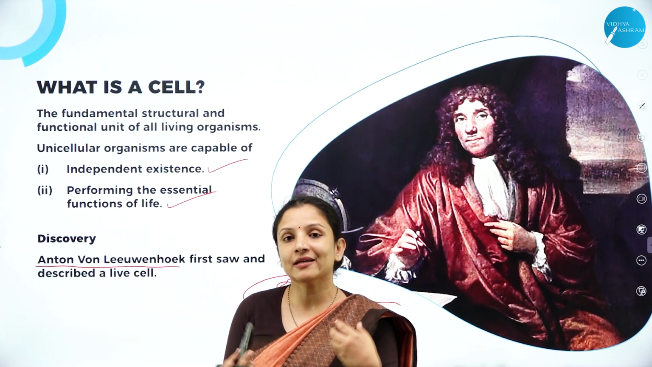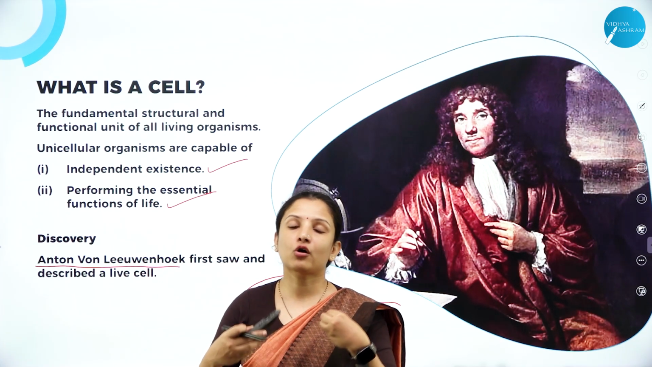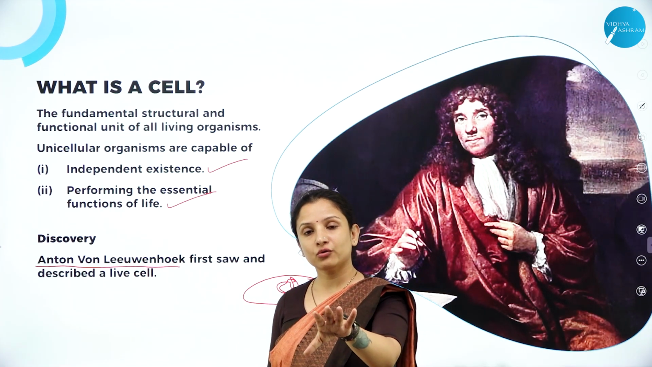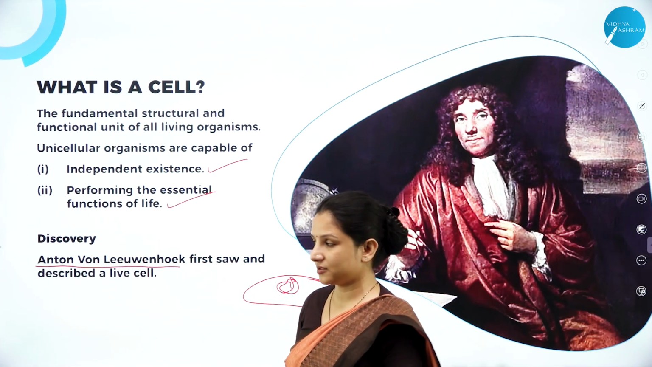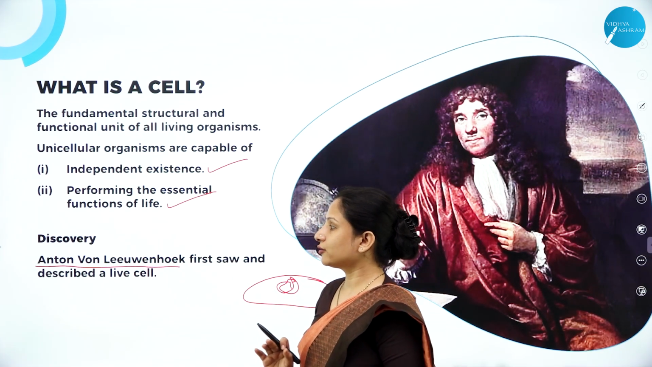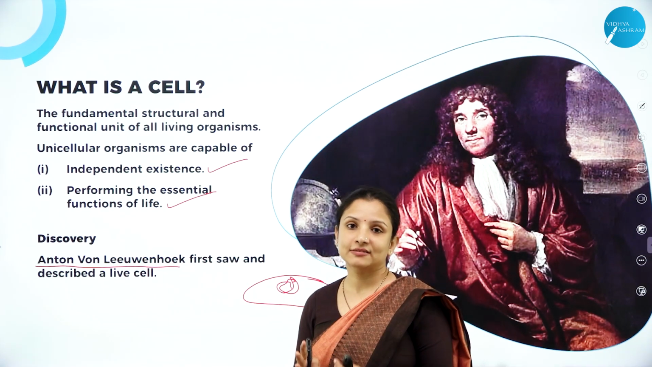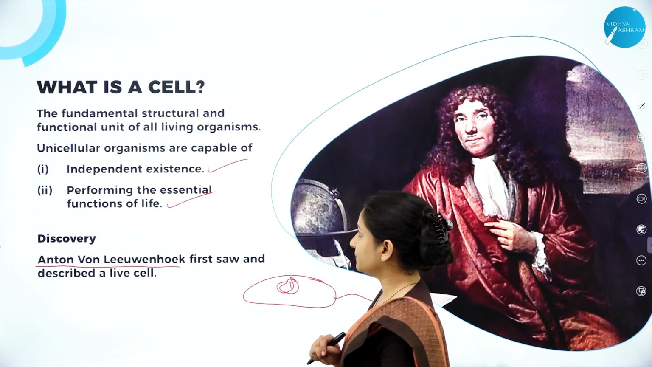So, he couldn't find the internal structure of the cell, or what all organelles are inside the cell. But he got to know that in all the living organisms there is something called a cell that is present. So, that credit goes to Anton von Leeuwenhoek. He was the first scientist who described a cell, that is a live cell. So, this can come for MCQ.